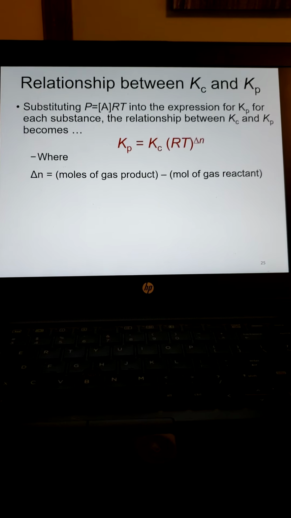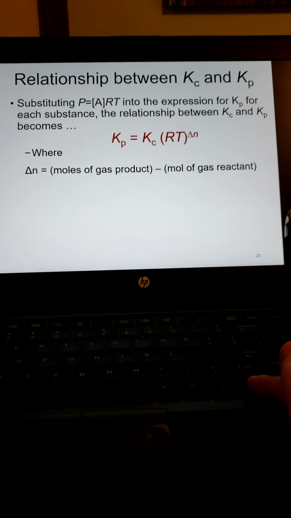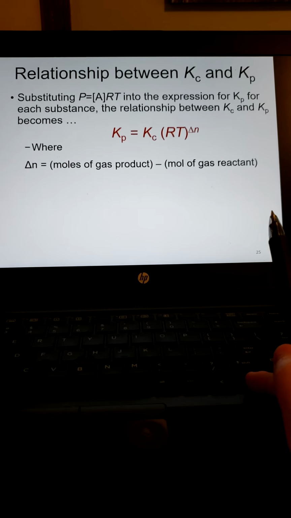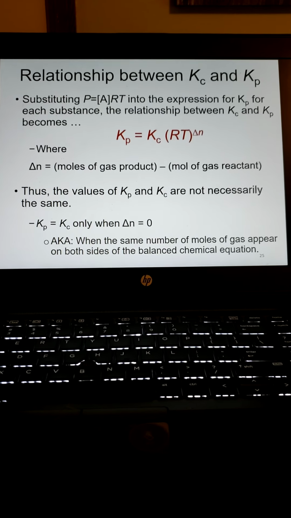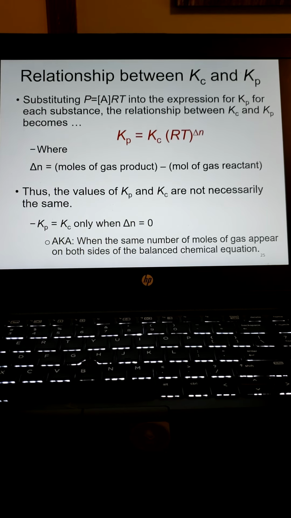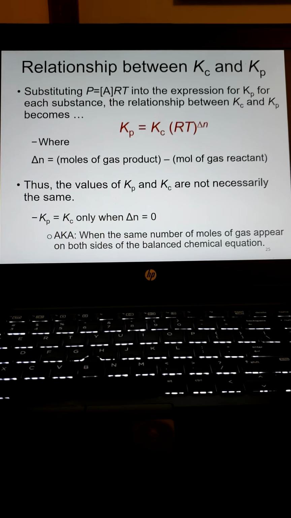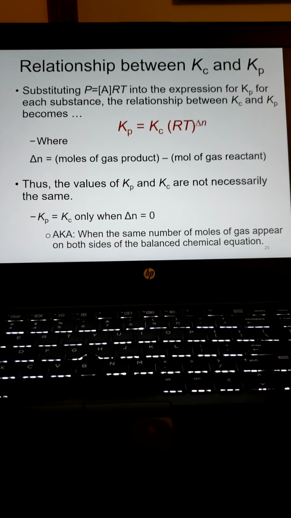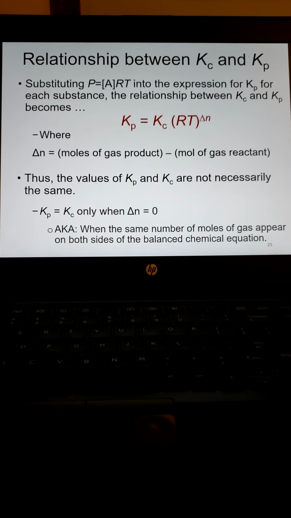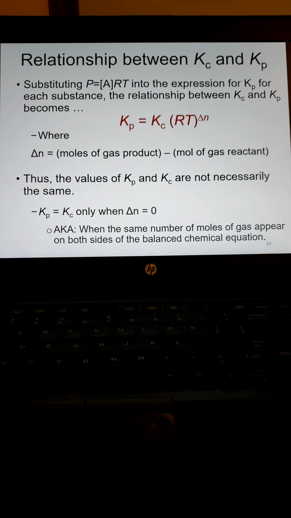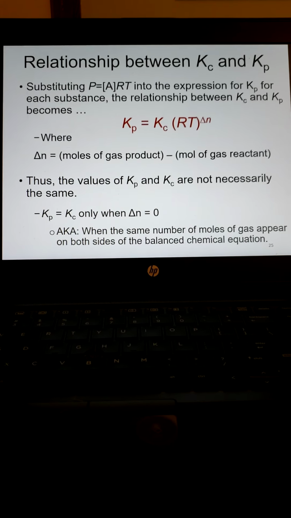All right, and then delta n. Delta n is moles of gas product minus moles of gas reactant. So what are we saying? We're saying that we don't care about any phase that isn't a gas as far as delta n is concerned. All right, so what does this mean? This means that the only way in which KP and KC are equal to one another is if delta n is 0. Right? Because anything raised to 0 becomes 1. Right? 1,000,000 raised to 0 is 1. So if you have 2 moles of gas reactant and 2 moles of gas product, then KP equals KC because delta n is 0.